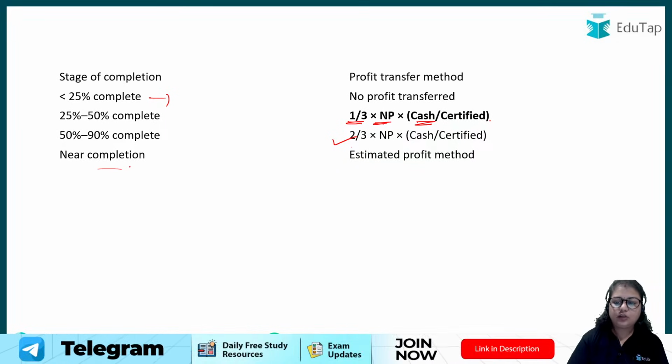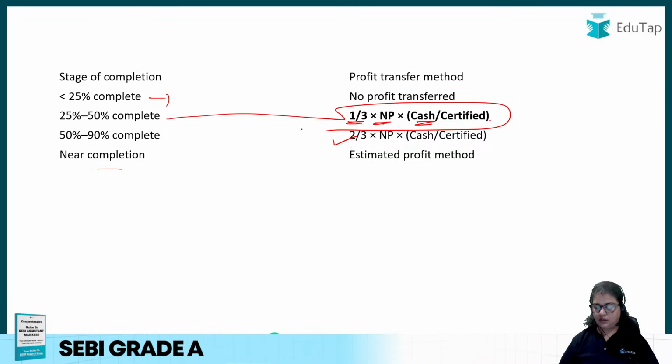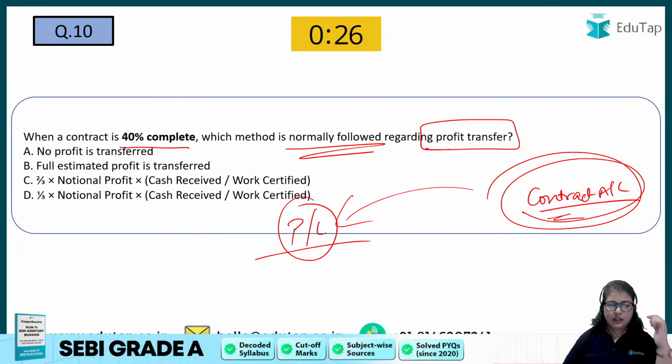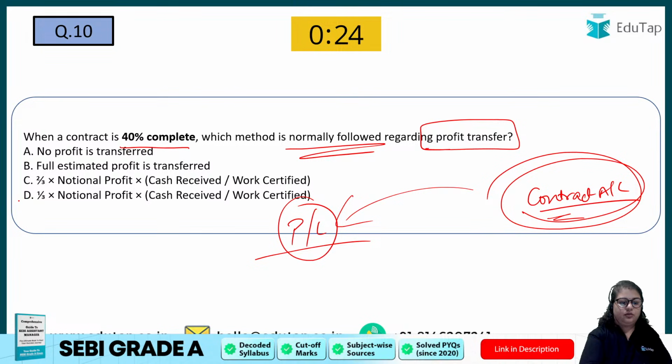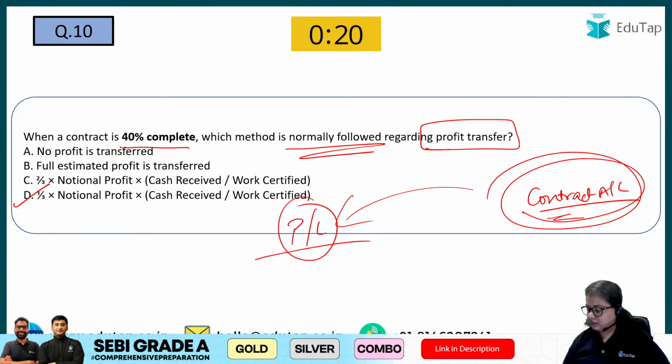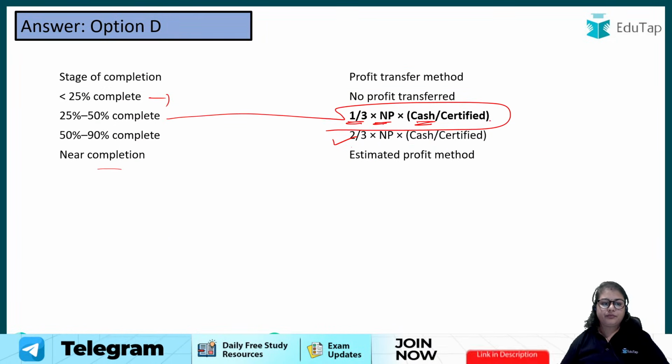And if it is near to completion, then we will use the estimated profit method. That is a different concept here. But when it is 40% complete, it is falling under this category. So the answer should be 1 by 3 into notional profit into cash received upon work certified. So the answer is D. Very good, everyone. Everybody has answered it. So option D is the correct one.